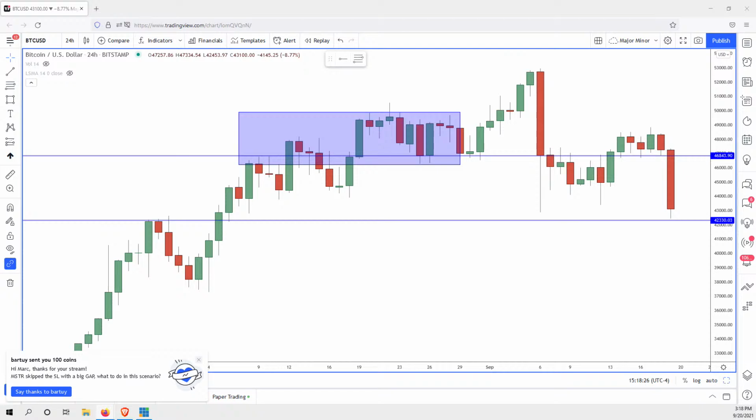A month ago, everyone was throwing a party, right? People were asking me, why aren't we buying? Why aren't we buying? And then this thing came out of nowhere, right? So patience. So here we are, better levels. We'll see if we can get a reversal.